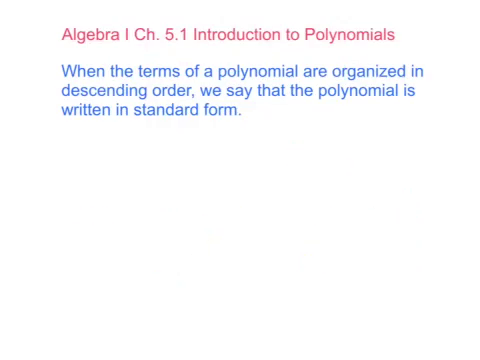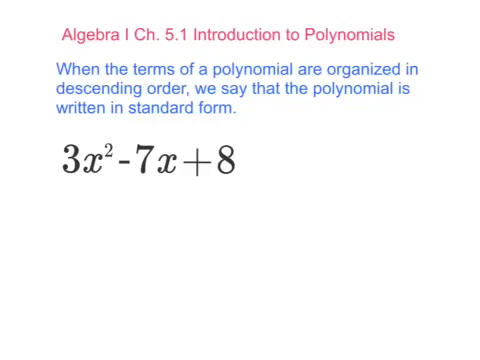When the terms of a polynomial are organized in descending order, we say that the polynomial is written in standard form. This polynomial is written in standard form because it's also arranged in such a way that the exponents are the biggest first and the smallest the last.